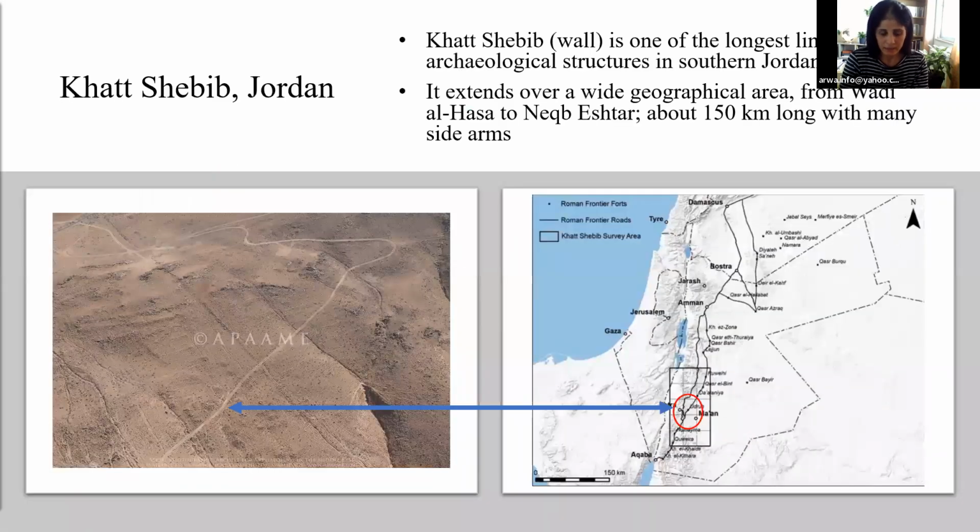In the second case for the rock surface dating, there are also megalithic structures that exist in Jordan. But this case is not a kite megalithic structure. It is a megalithic structure that takes a linear shape. It's called Khat Shabib, and khat in Arabic means line, or as some scholars call it in English, Shabib wall. It is a line structure that extends about 150 kilometers in south Jordan.